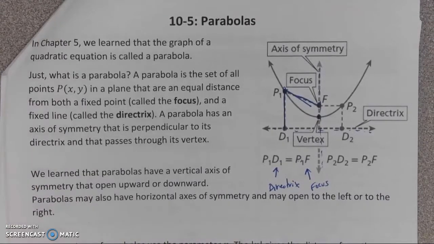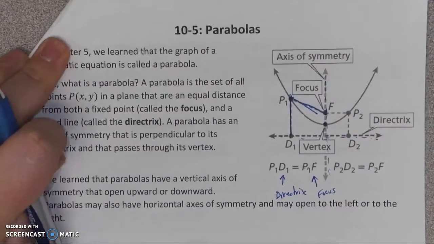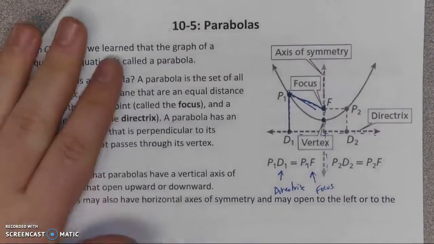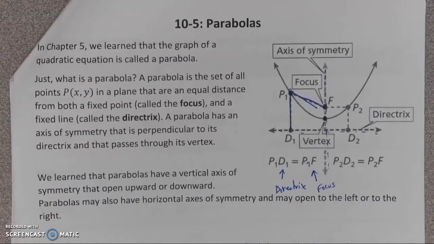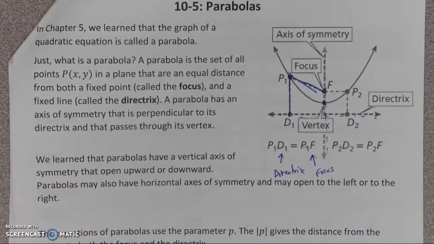Okay, in this section, lesson 10.5, the last section on conic sections, we're studying parabolas, which we've seen when we were dealing with quadratics, but now we get a little more of a look at what parabolas are and some more of their properties. A parabola is just the set of all points in a plane that are an equal distance from both a fixed point called the focus and a fixed line called the directrix.